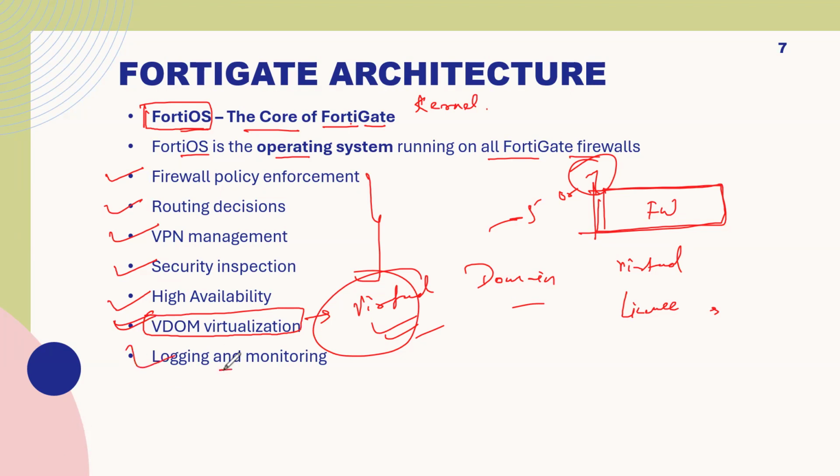Next, logging and monitoring. Whatever is happening, we want to monitor the traffic. For that purpose also, this OS will help us. So these are the features that we can do with the help of this FortiOS. What are the different versions of OS we have, we'll discuss later on. And what OS we are going to use for our configuration or lab purpose, that we'll also see.